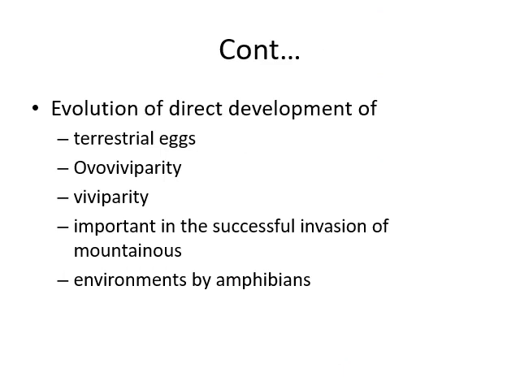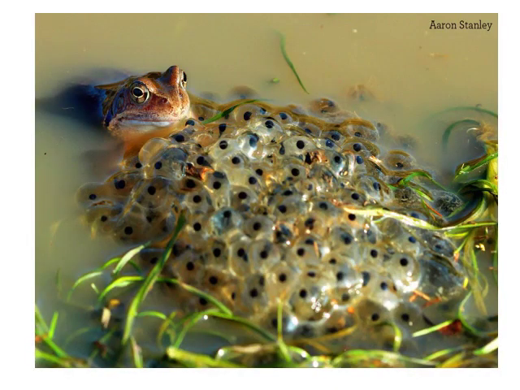Evolution of direct development of terrestrial eggs may be present in the amphibians, then oviparity, having egg-laying habit, and ovoviviparity, giving birth to their young ones, then viviparity, having the habit to give birth to their young ones. That is important in the successful invasion of mountainous environments by amphibians. Here you can see a lot of eggs of the Nauroze, and you can observe the shape of the eggs having a blackish dot inside the eggs.